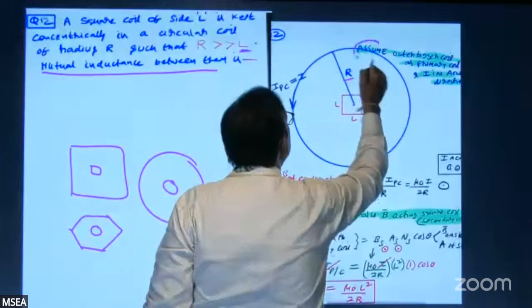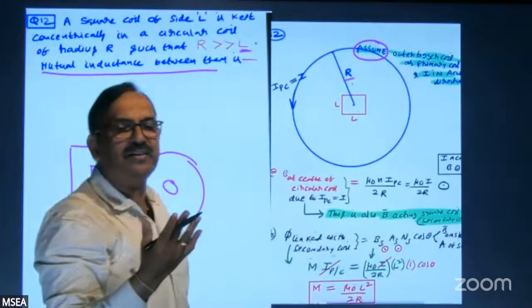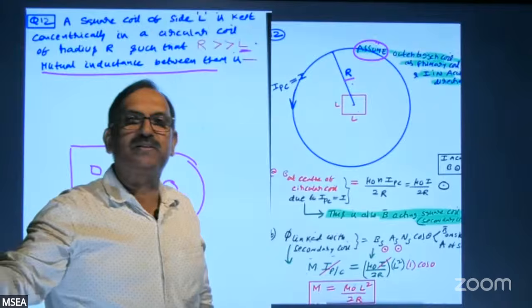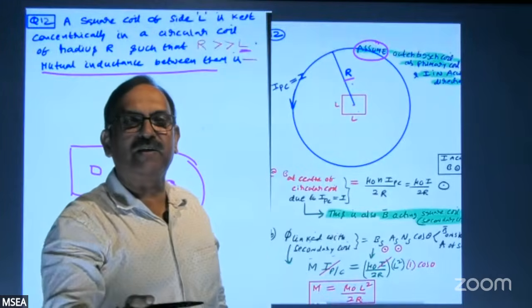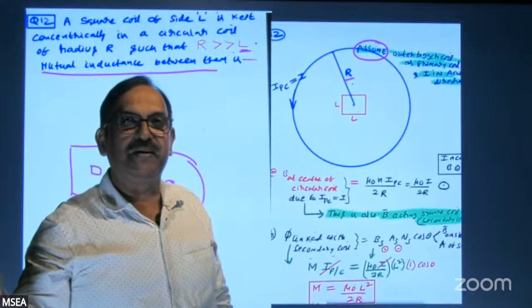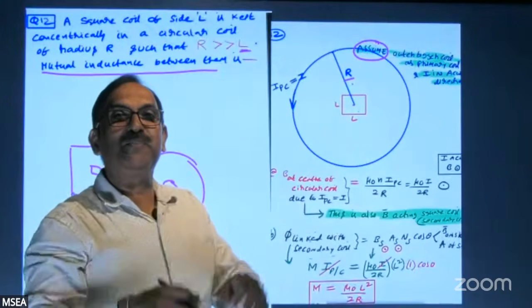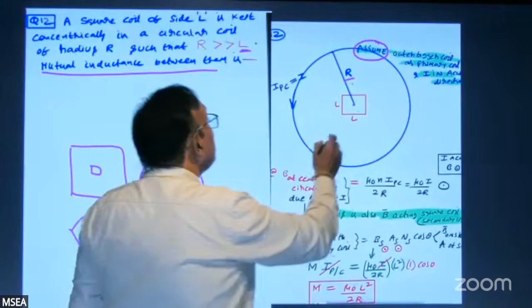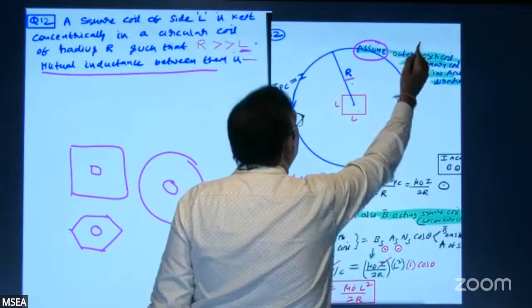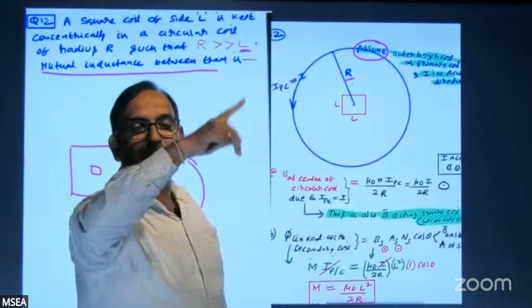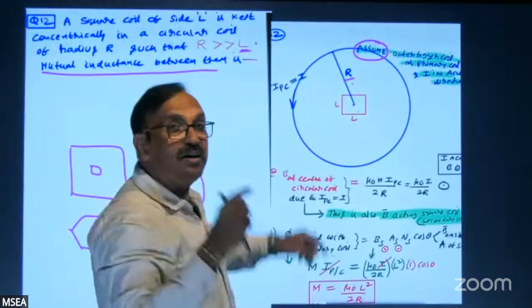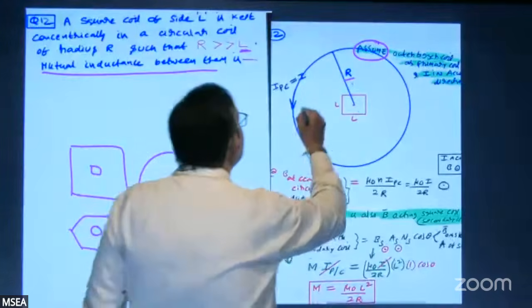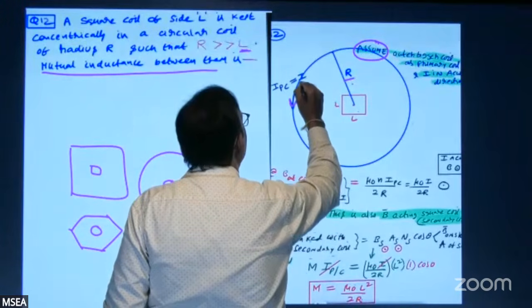Here, we have to assume. Generally, in any question, we don't do assumptions. Whatever data they give, we use it. V is equal to U plus AT: they give U, A, T, we calculate V. Nowhere do we assume. But here, to calculate the mutual inductance, you have to first assume the outer bigger coil as the primary coil. The primary coil is the coil through which current flows.